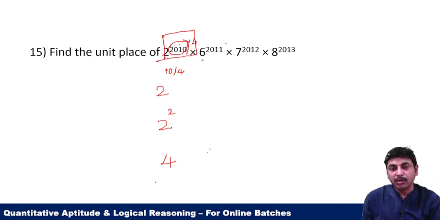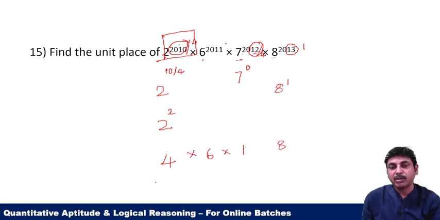6 raised to anything always ends with 6. Again, 7 and 8 both follow the cyclicity of 4. So just divide 12 by 4. So 7 raised to 0, that is 1. Divide this 13 by 4, so you get 8 raised to 1. 8 raised to 1 is 8.